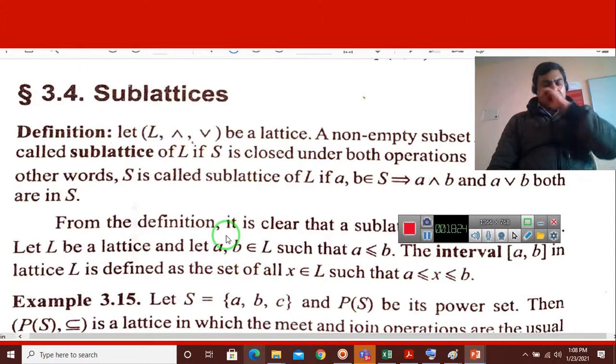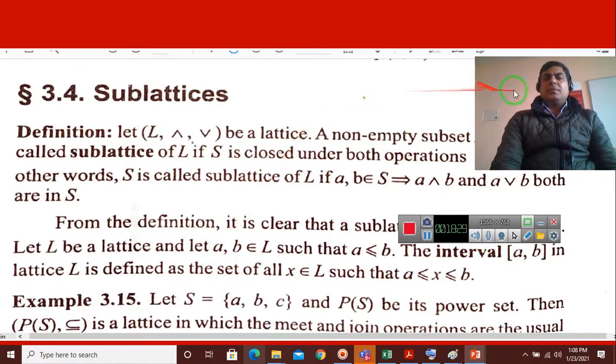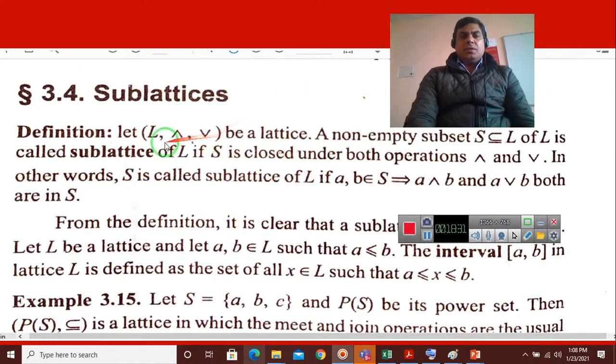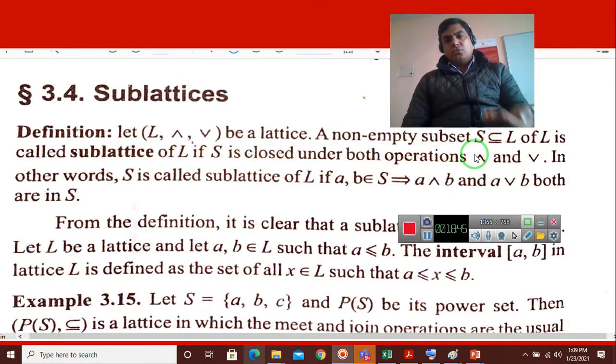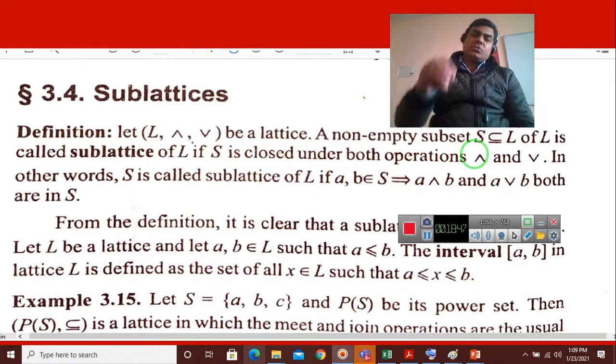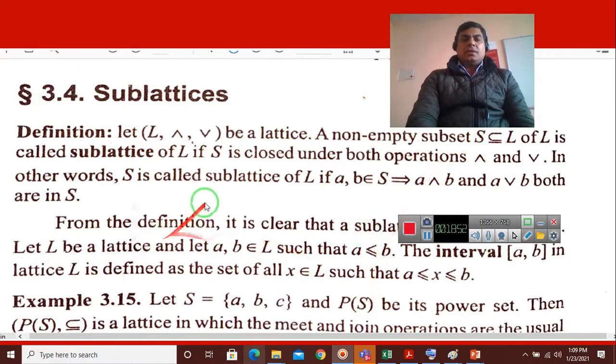There is a sublattice. Sublattice plays a similar role as a lattice, but having some fewer elements. Okay, so L, this and this is a lattice. A non-empty subset S of L is called a sublattice of L if S is closed under both operations, this and this. If you are going to find the supremum or infimum, it should also be in S. So S is called the sublattice of L if A, B belonging to S have their supremum and infimum also in S.